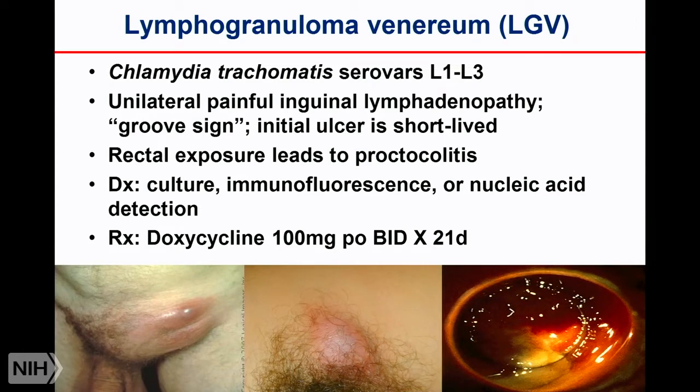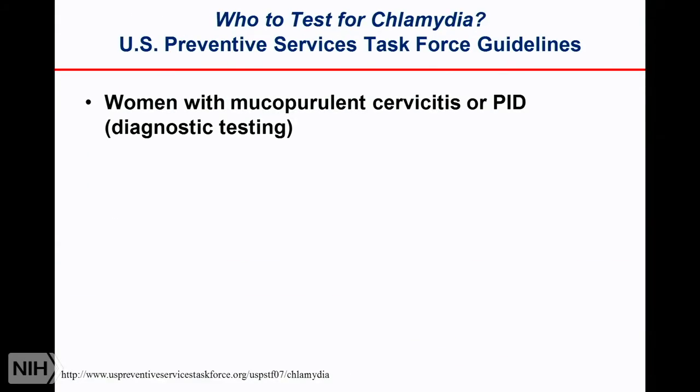Now, some men, especially men who have sex with men, are at risk for one variant of chlamydia, which we call lymphogranuloma venereum. It can cause these inguinal buboes shown in the right photo, in the middle one. But if they engage in anal rectal sex, it can cause a very severe proctitis. And we treat this somewhat differently. We give them an antibiotic, doxycycline in this case, and treat for 3 weeks. The other more routine chlamydia is treated with a single one-day dose of azithromycin, as I'll point out.